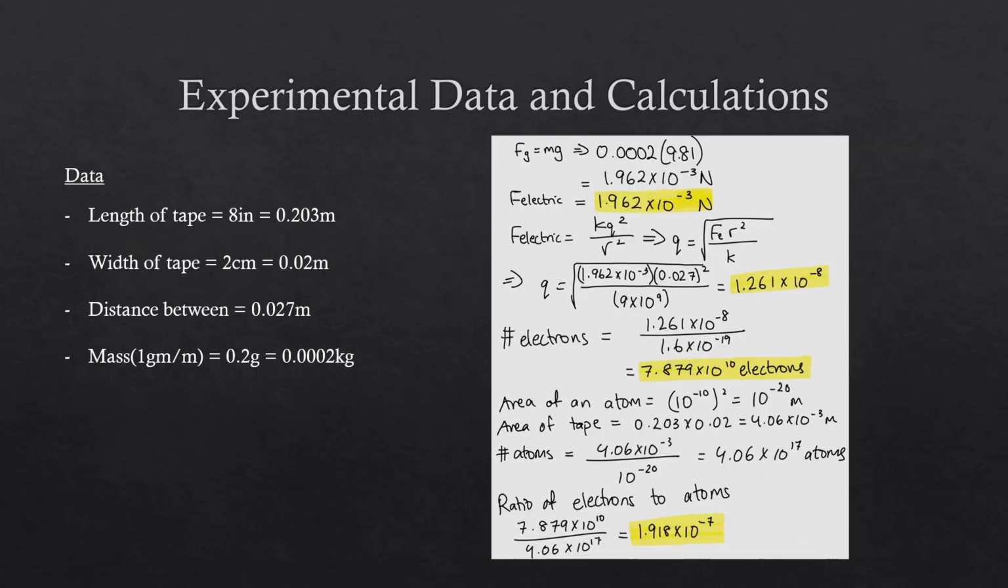For the experimental data and the calculations, as you can see on the left-hand side, the data we measured are all there: the length of the tape, the width of the tape, the distance between, and the mass of the tape. And from the calculations, the most important part is where we found the charge when we treated the tape as a point charge.